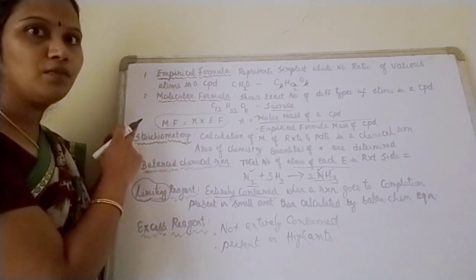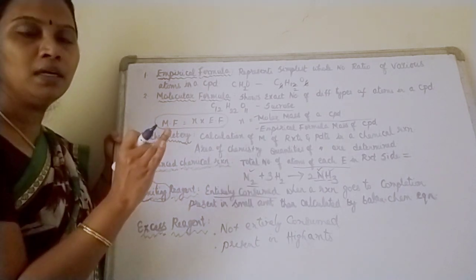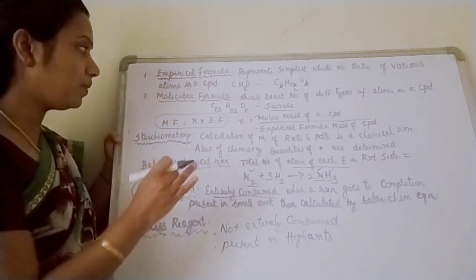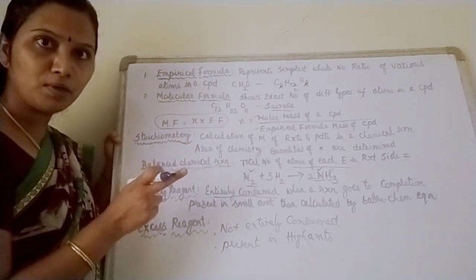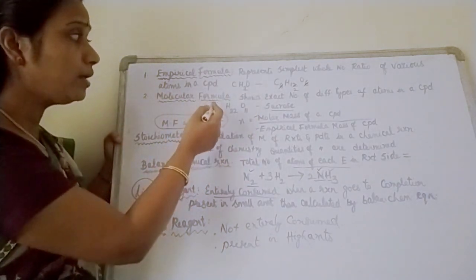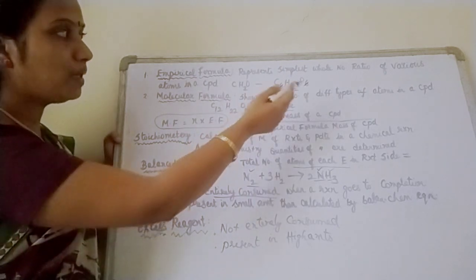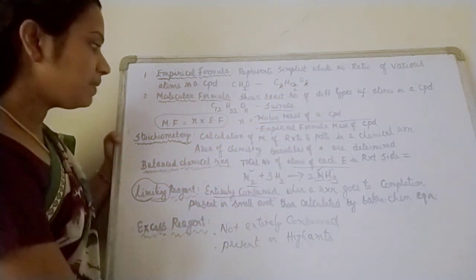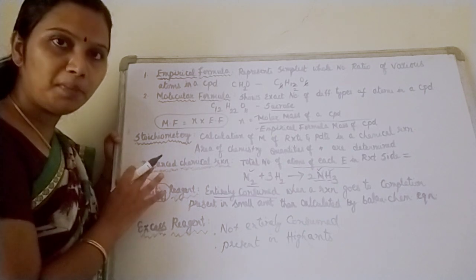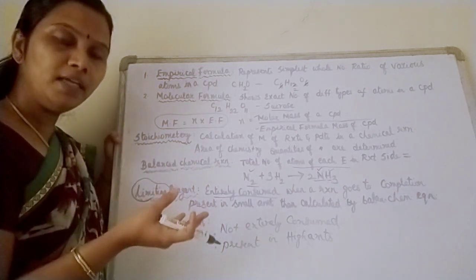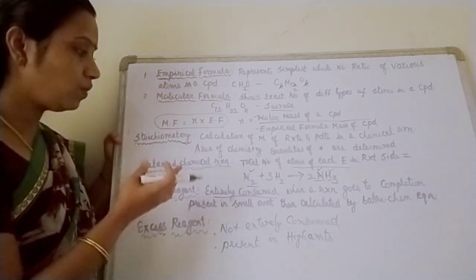And what is empirical formula? Simple ratio. It tells me various types of atoms present in a compound. Molecular formula, exact number of atoms. It is going to give me the exact ratio of number of different types of atoms present in a compound. Okay, then stoichiometry, determining the quantity of reactants and products involved in a chemical reaction.